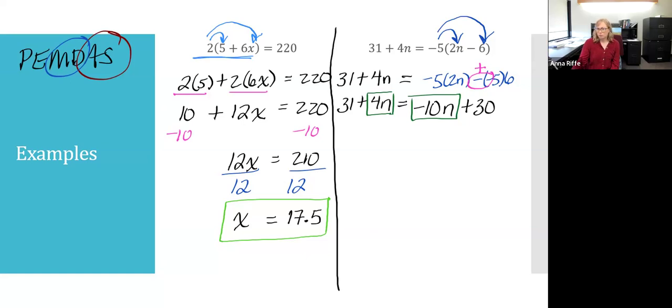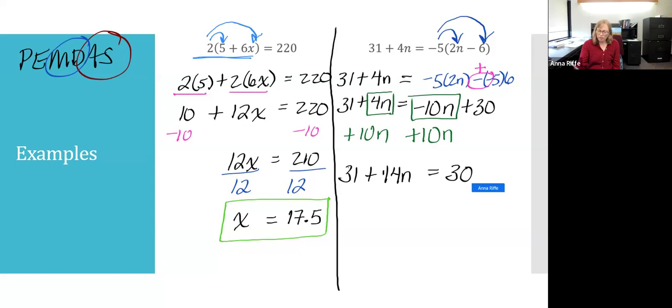Maybe I'll put all the variable terms on the left, which means I'm going to add the opposite of -10n. -10 plus 10 becomes 0. That is my goal on the right, is to get rid of the 10n. I'm going to add exactly the same thing to the left. So that leaves me with 31 plus 4n plus 10n is 14n on the left is equal to 30.